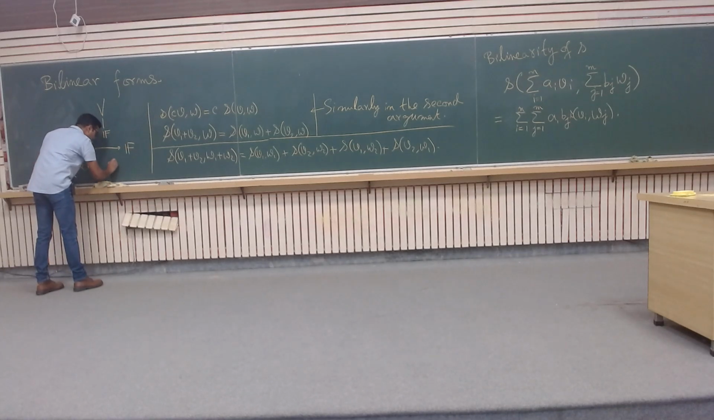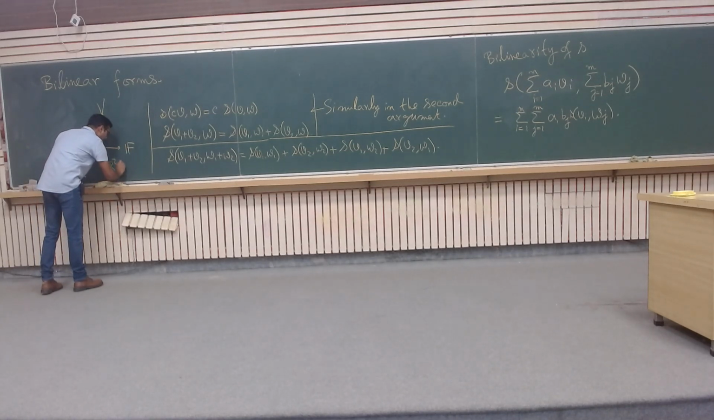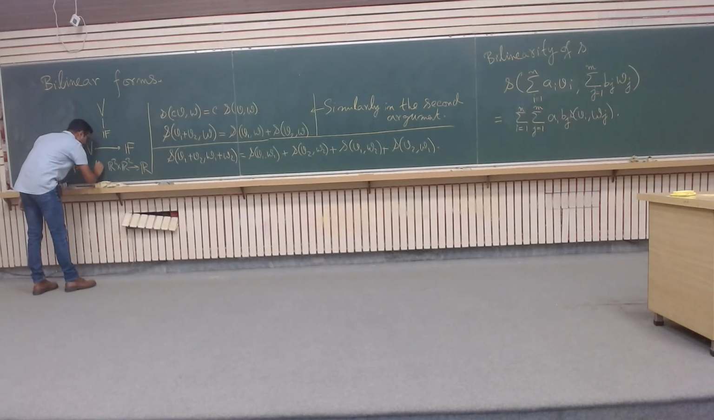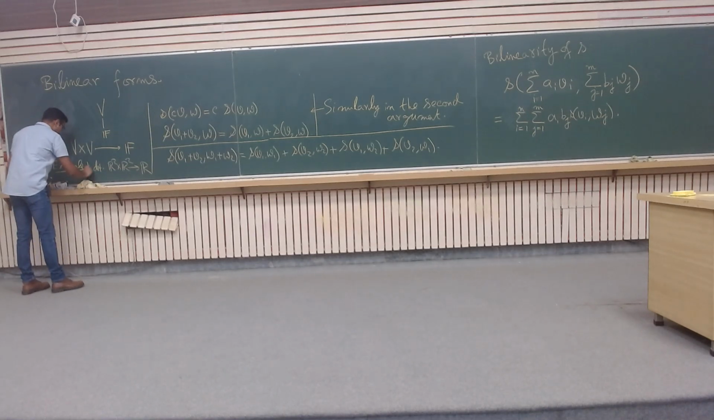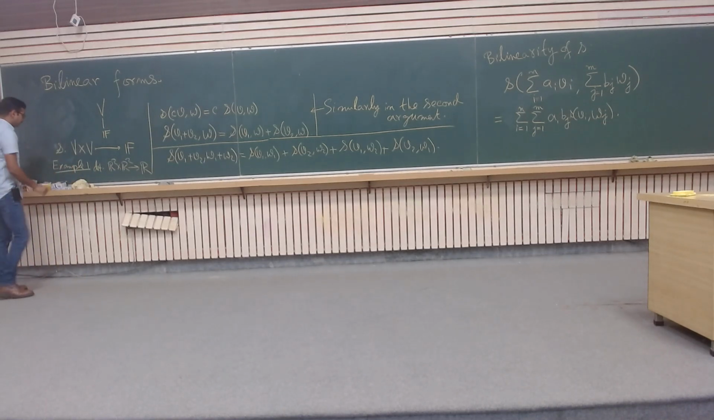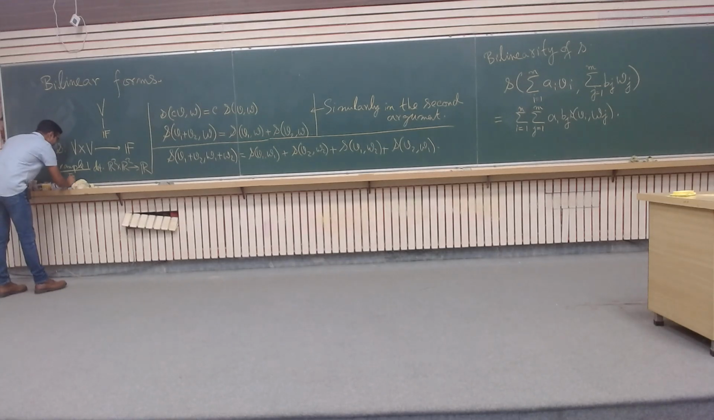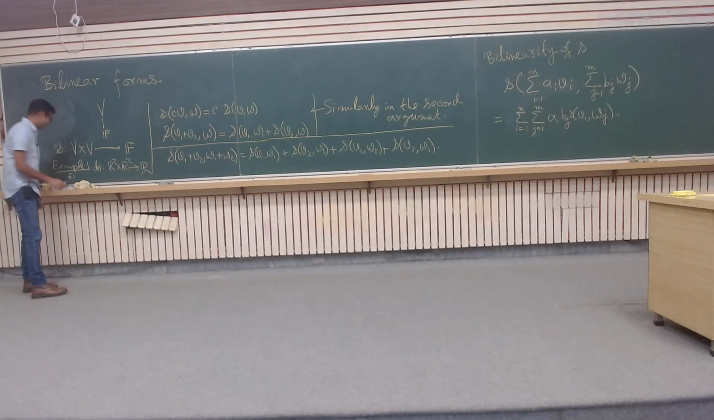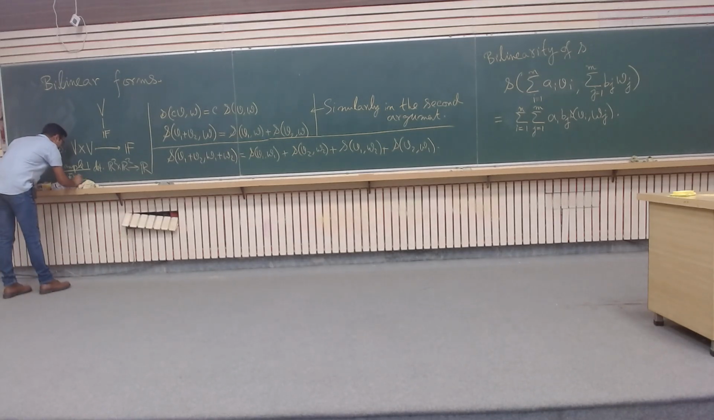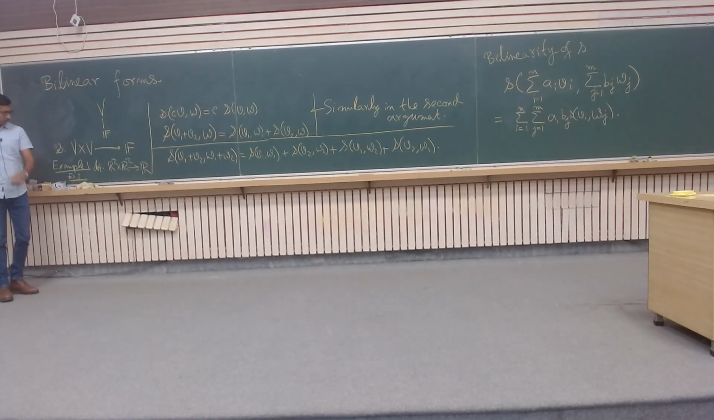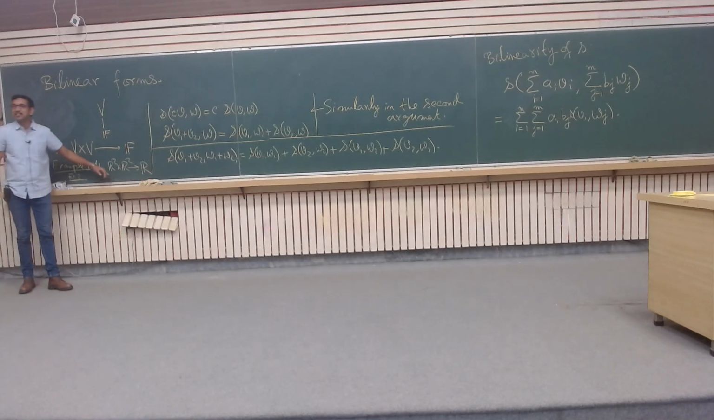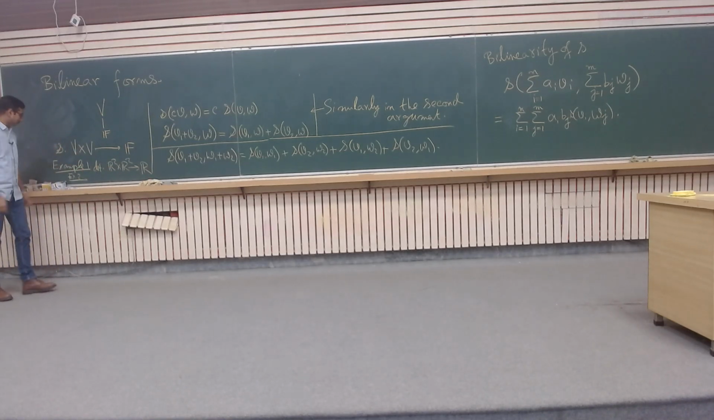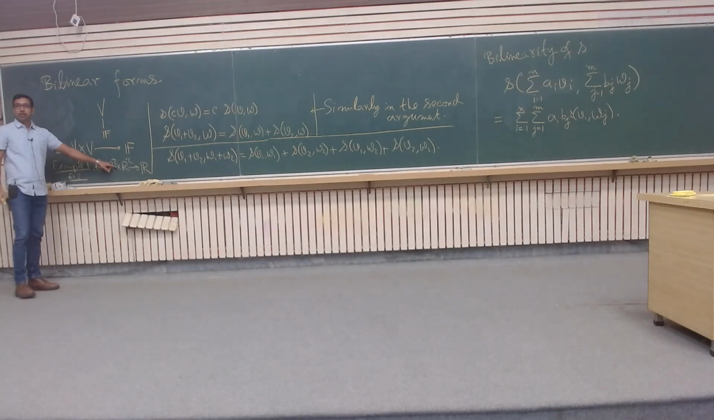from R2 cross R2 or C2 cross C2 or some F2 cross F2, determinant is a map. And actually, I didn't expect this to be the first example. Exactly. But it's very nice that you have already observed that determinant is a bilinear form, determinant on the 2 cross 2 things.